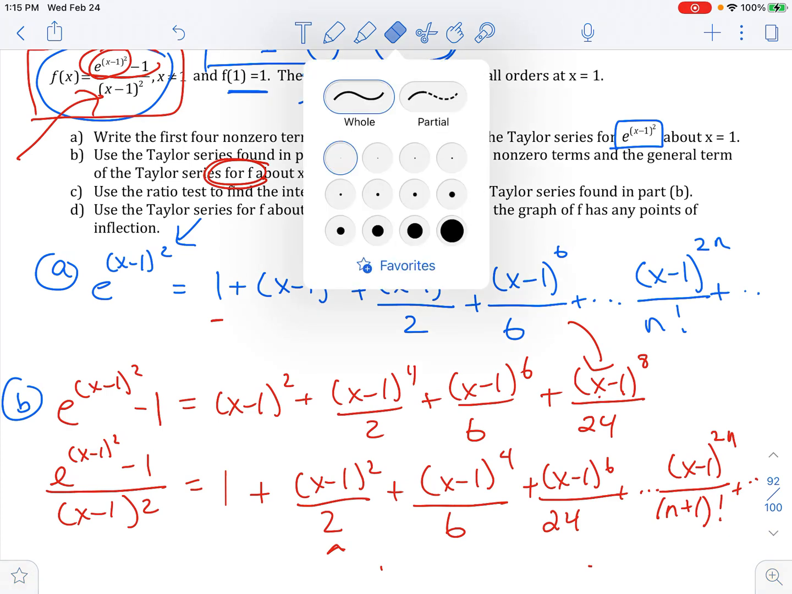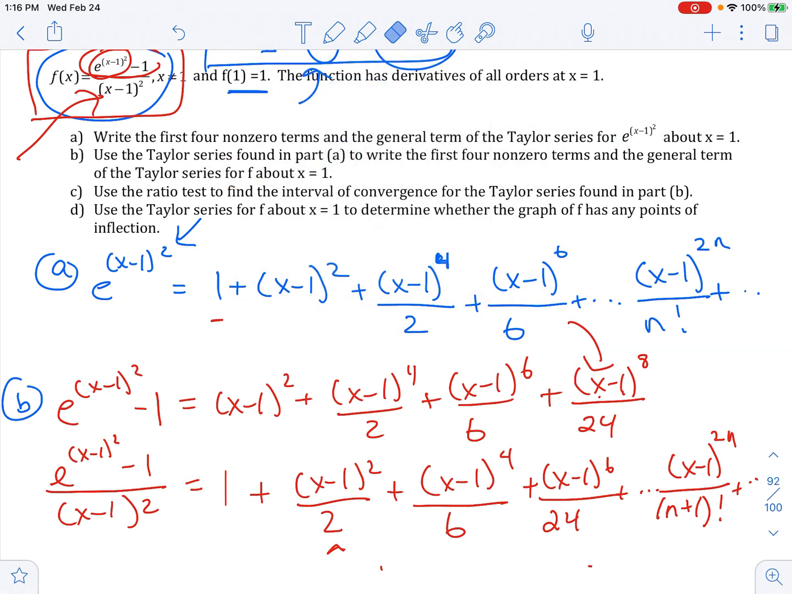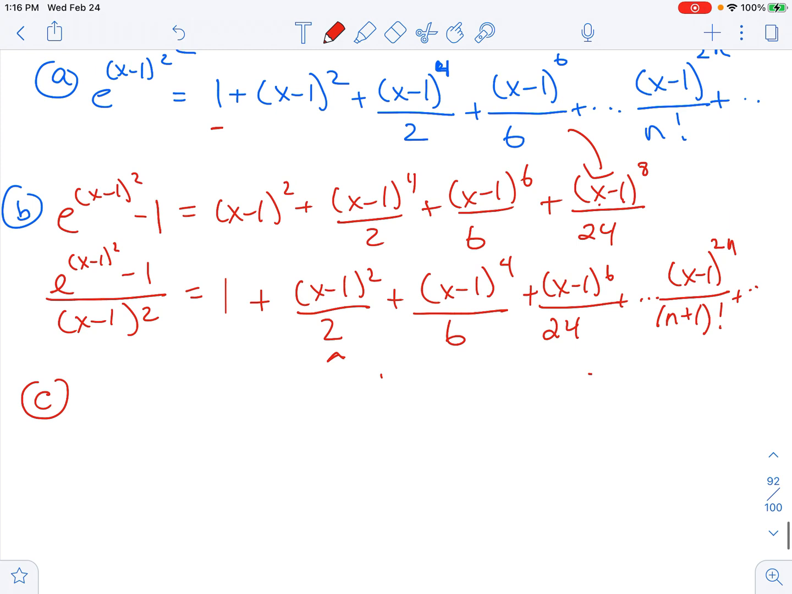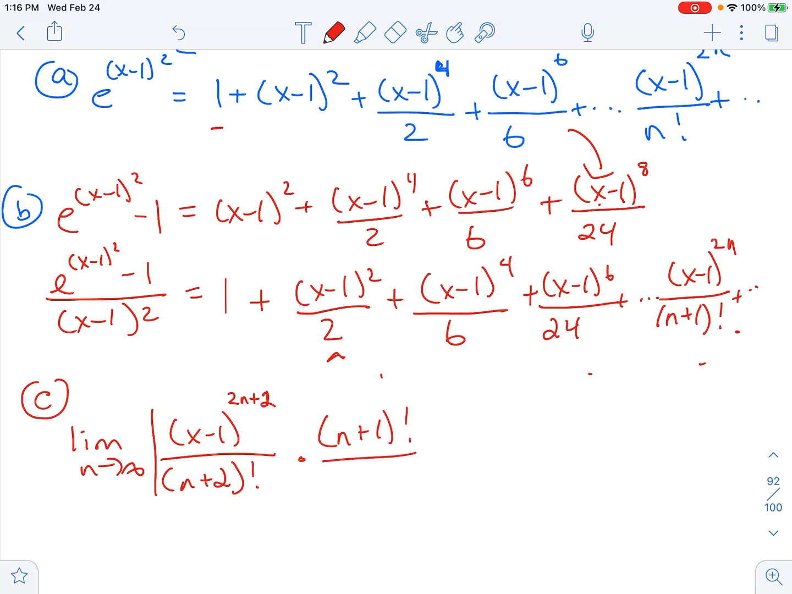Part C, use the ratio test to find the interval of convergence. Okay, so you're going to take your general term from part B, and we are going to do the ratio test. Now, this would be the general term if you start at n equals 0, but if you start at n equals 1, this is going to look different, and that's fine. Your ratio test will look slightly different, but your final answer will be the same. So I'm going to plug in an n plus 1. So if I distribute that n plus 1, it's really 2n plus 2 here. n plus 2 factorial multiplied by the reciprocal.